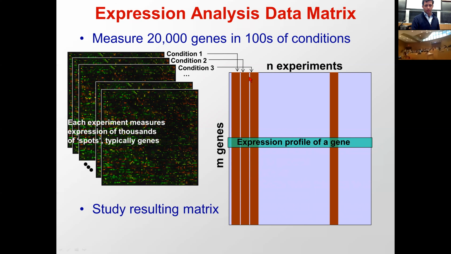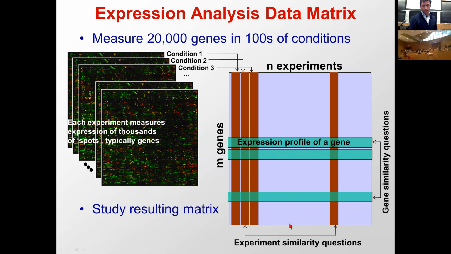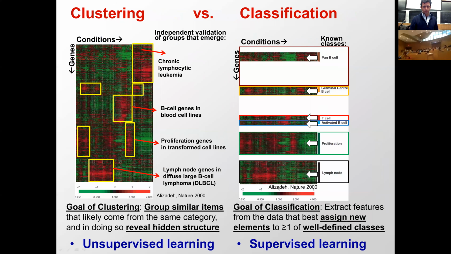So the beauty of having so many different experiments and all of the genes measured in each of them is that you can actually start building profiles for how the gene is expressed. And once you have that, you can start asking questions about how similar are two genes in their expression patterns across different conditions, or how similar are two conditions across all the genes. Okay? So a lot of the questions that you can ask come from the fact that we have hundreds of conditions and tens of thousands of genes, and therefore you can start studying the resulting matrix in interesting ways.